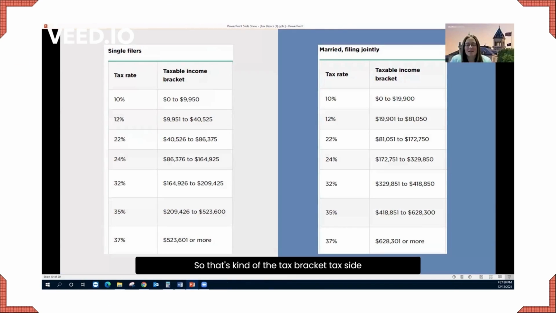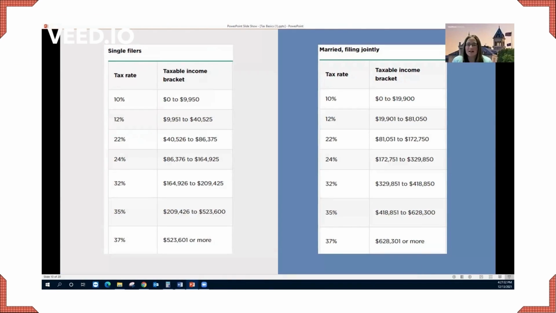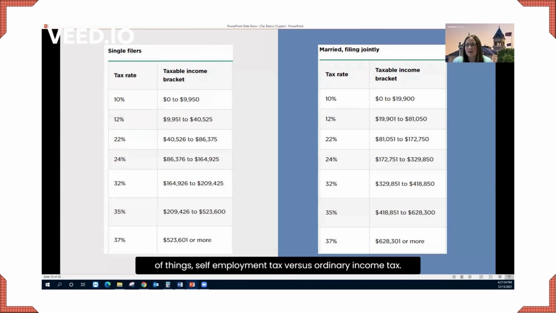All right, so that's kind of the tax bracket, tax side of things, self-employment tax versus ordinary income tax. So these are the ordinary income tax rates. You're going to pay these rates on your business earnings in addition to the self-employment tax that you're going to pay. The self-employment tax pays you into the Social Security and Medicare system. This is just the income tax side of things that you're paying. So you'll be paying both sides there.